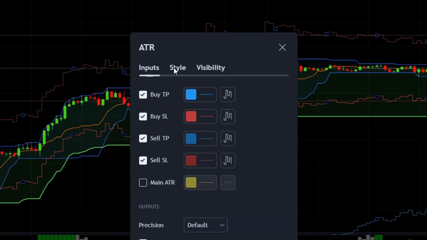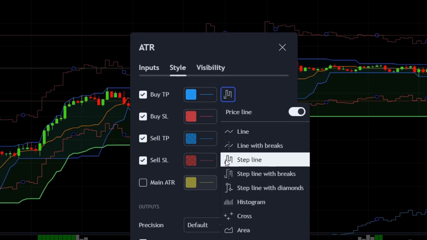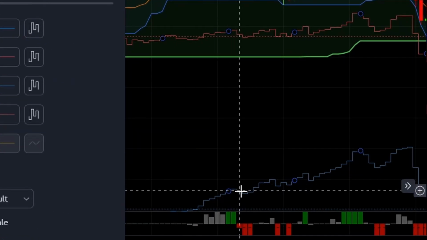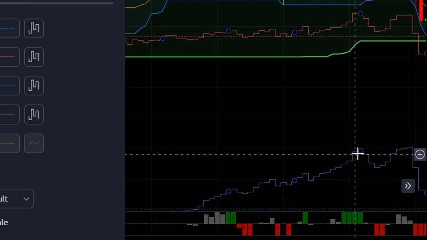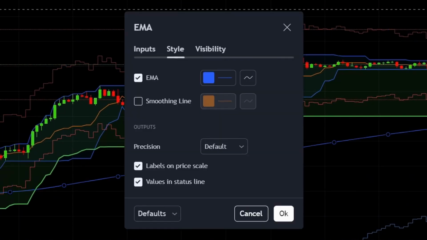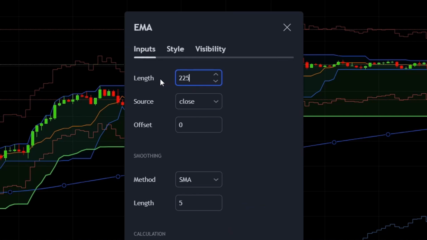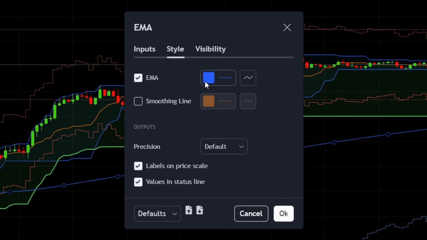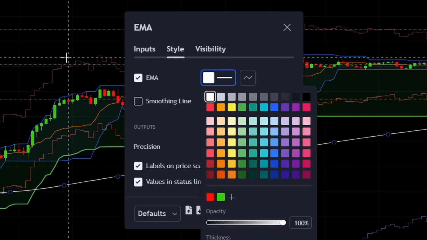Then switch to its styles tab, uncheck the main ATR, we won't need that, and change all the line styles to step line. This way it will be easier to see where to place your take profits and stop losses. Next, the EMA or trend filter. Change its length to 225 and color it however you like. I will color it white.